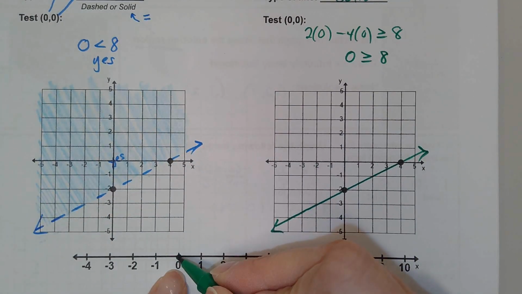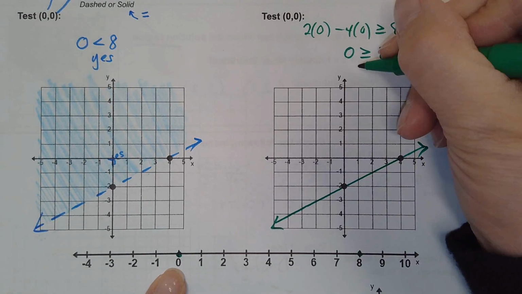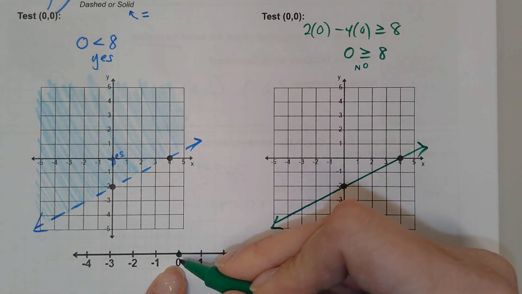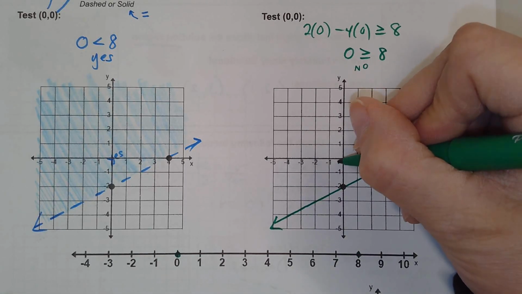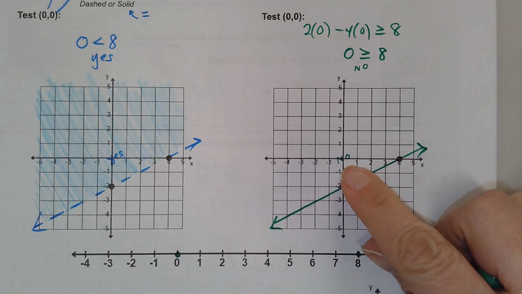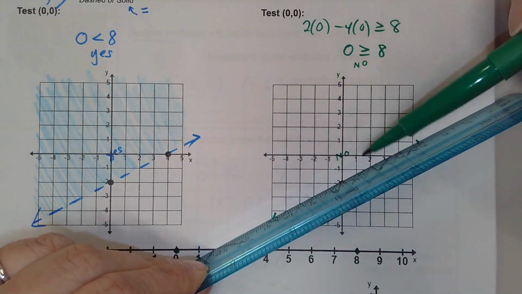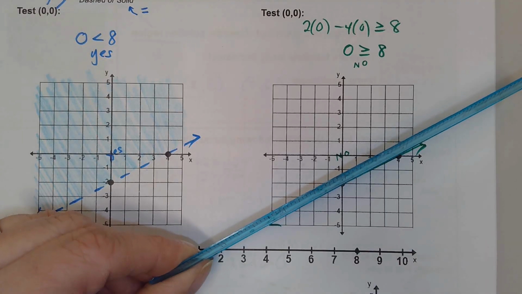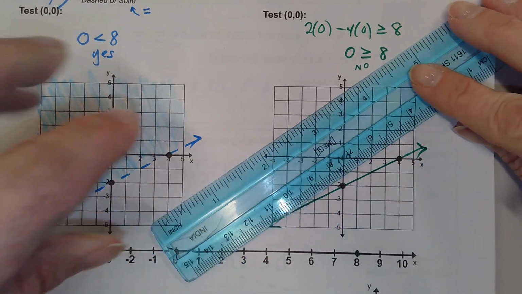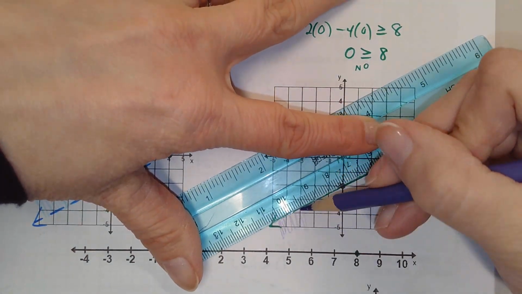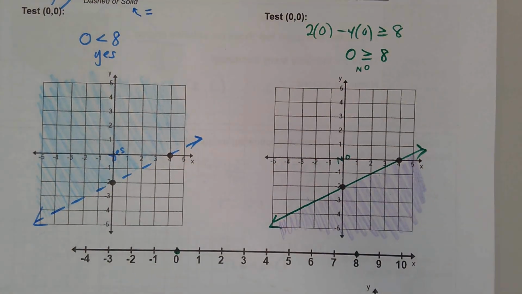Here is 0, and here is 8. Is this more? And the answer is no. No. 8 is more. 8 is bigger. So I'm going to write a little tiny no on 0, 0. So now, do I shade above or do I shade below? Okay. Do I shade this way? And the answer is no. You shade this way. This is the solution region.